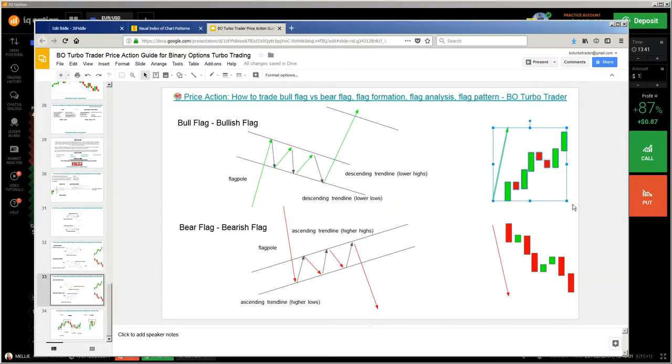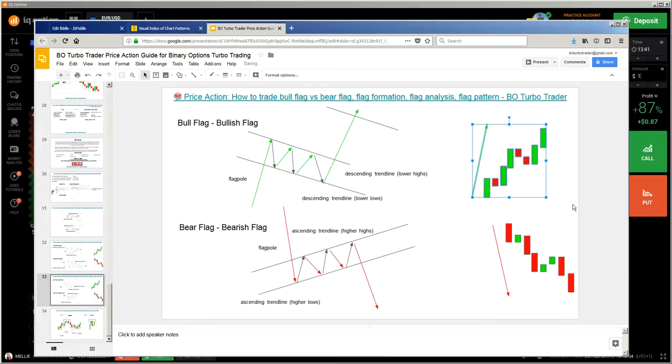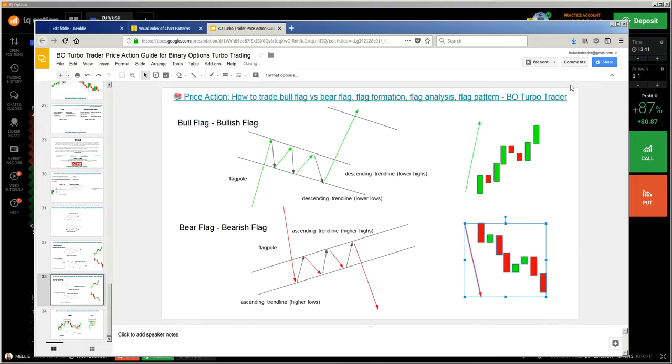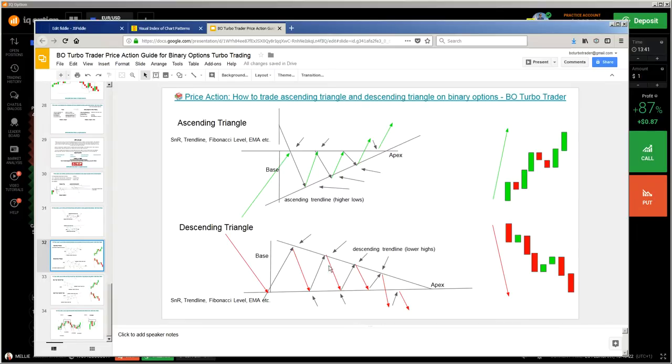And the next will be the part about the pennants. Yes, the pennants are, to be honest, if you understand the concept of those kinds of patterns, yes, you can handle every kind of pattern, because you see here we have the triangle, and it's the same stuff like the flags.